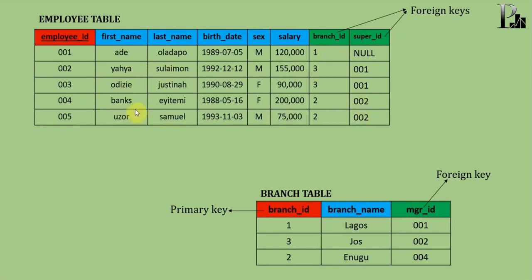While these other two have their supervisor ID as 002 and 002. So it means that their supervisor is Yahaya Sulaiman. And then from here we know that 001 manages the Lagos branch, and the employee with employee ID 002 manages the Jos branch. So now we describe the relationship between two tables using primary keys and foreign keys with this.